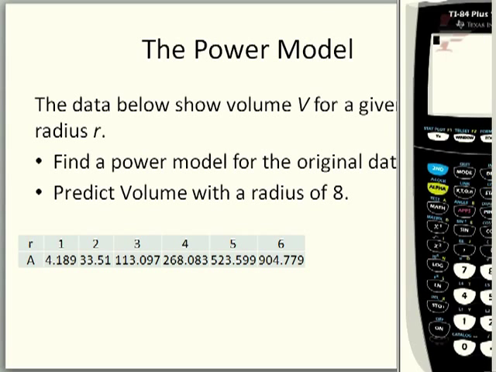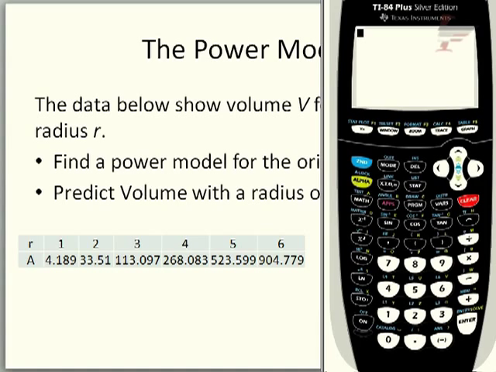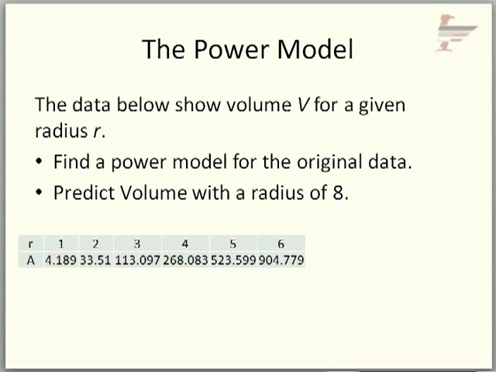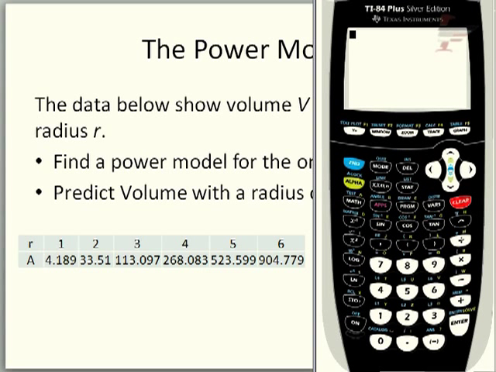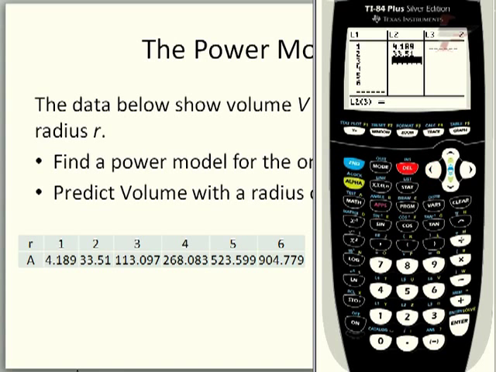So first things first, you need to type in the data. First of all, read the problem, press pause if you need to. So r is our x value and A is the y value. Stat, edit, and then we want to edit. List 1 is the x and list 2 is the y.